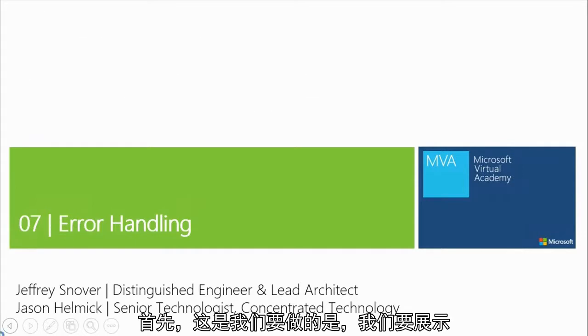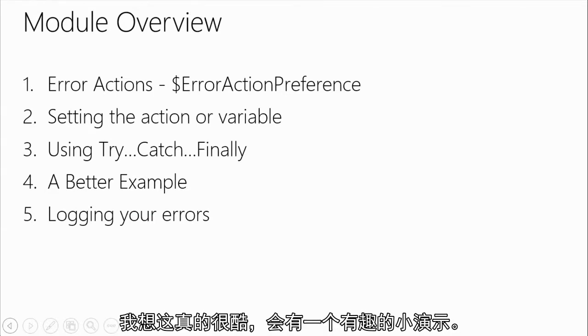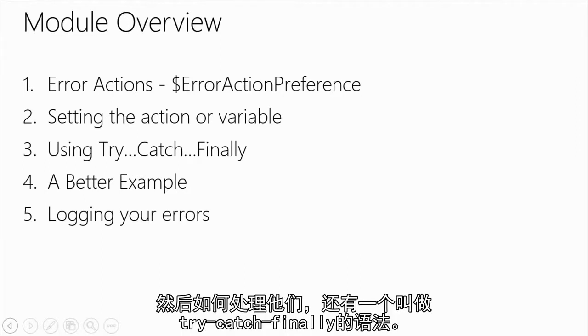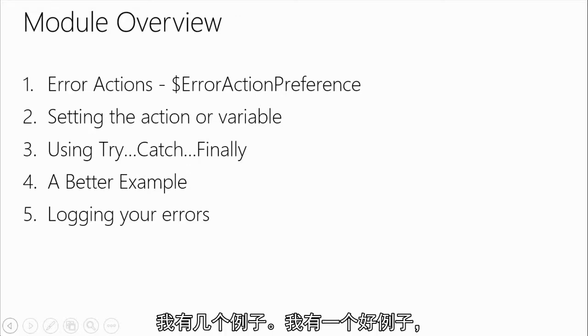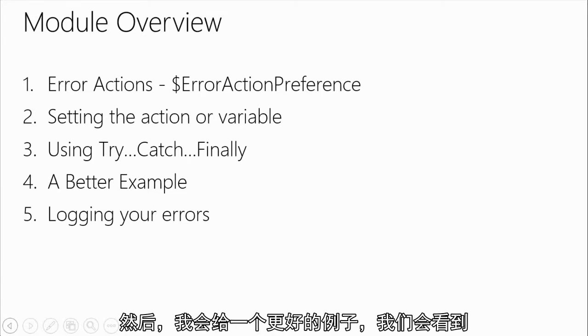First of all, we're going to show you how PowerShell treats things when errors happen. I think this is really cool, so it's going to be a fun little demo. Then we're going to show you how to start to trap when errors happen, and how to deal with them, with something called a try, catch, finally block. I've got a couple of examples. Since I have something that says a better example, you know I'm going to start with a lousy one, apparently. Then I'll have a better one, and we'll see what goes from there.